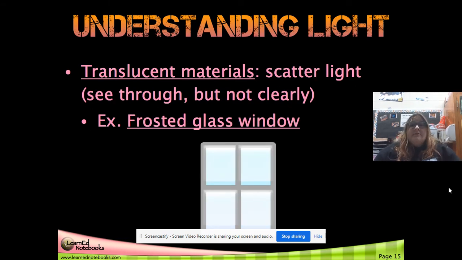Translucent materials scatter the light. So the light comes in, but you can't see through it clearly. That's like when there's frost on the window. Or if you've ever had those showers with the glass doors where you can kind of see, light gets in for you, and that's another translucent material. Light is getting in, but there's not a clear picture of what you are seeing.